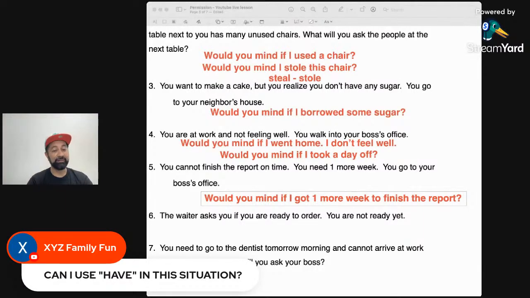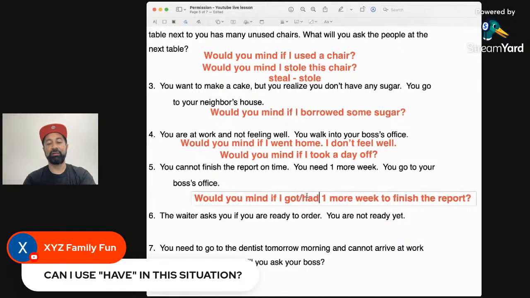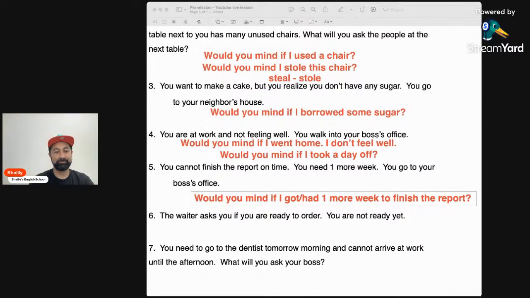Can I use have in this situation? Yes, you can. Very, very good question. Yes, you can use have. Would you mind if I had one more week to finish the report? That's also okay. This is your preference. If you wanted to use had, it's okay. I personally like to use get, but that's just my preference. So if you like have, that's also okay. All right, very good point.